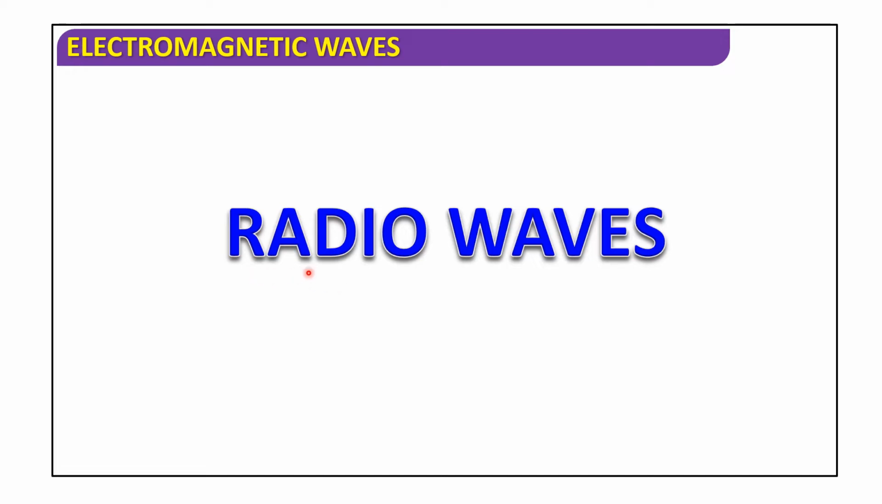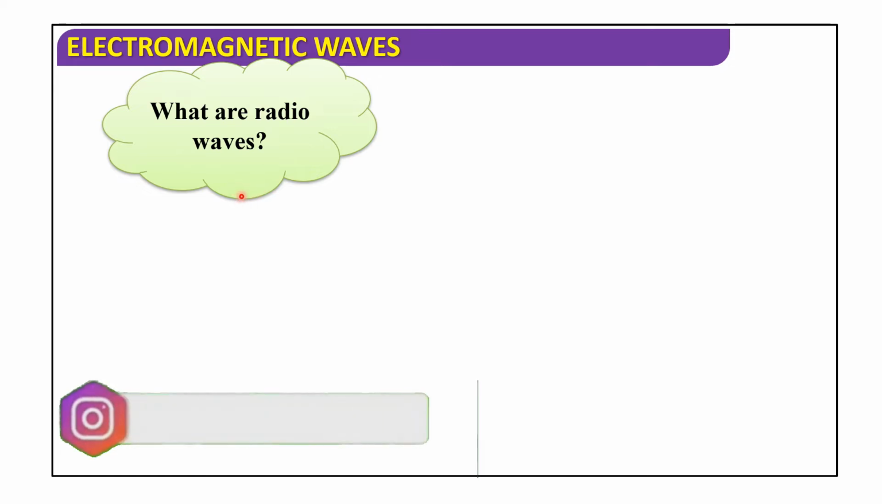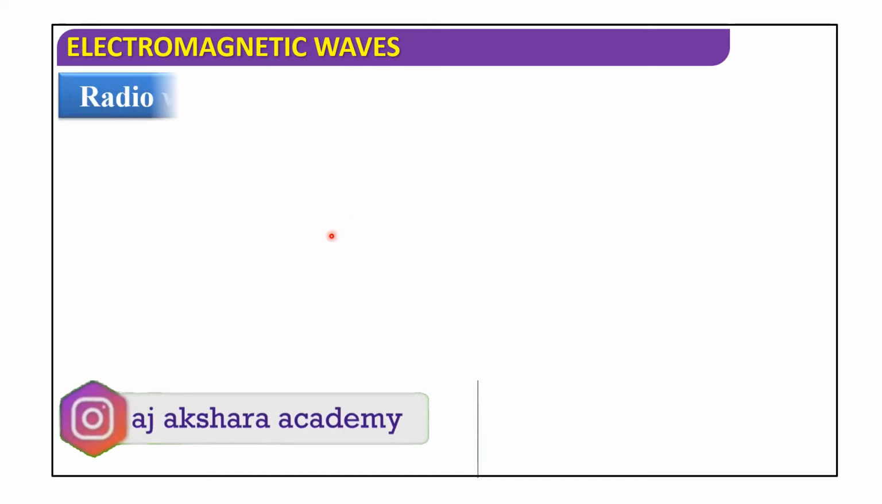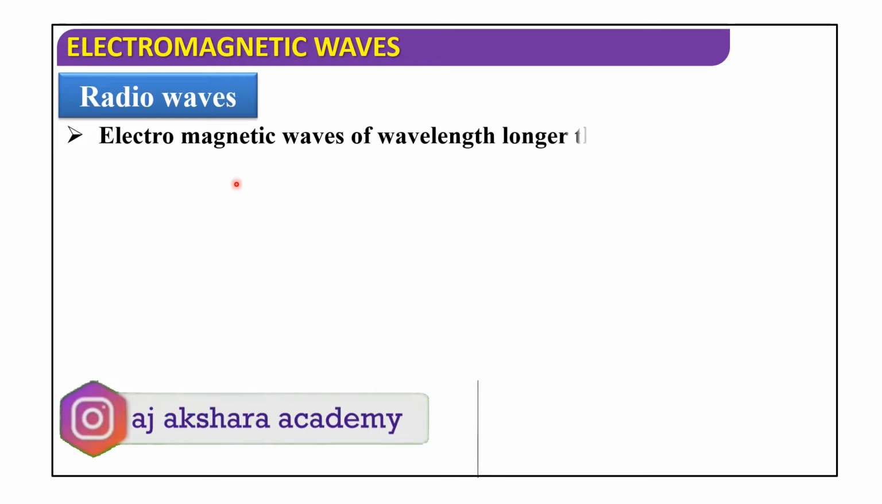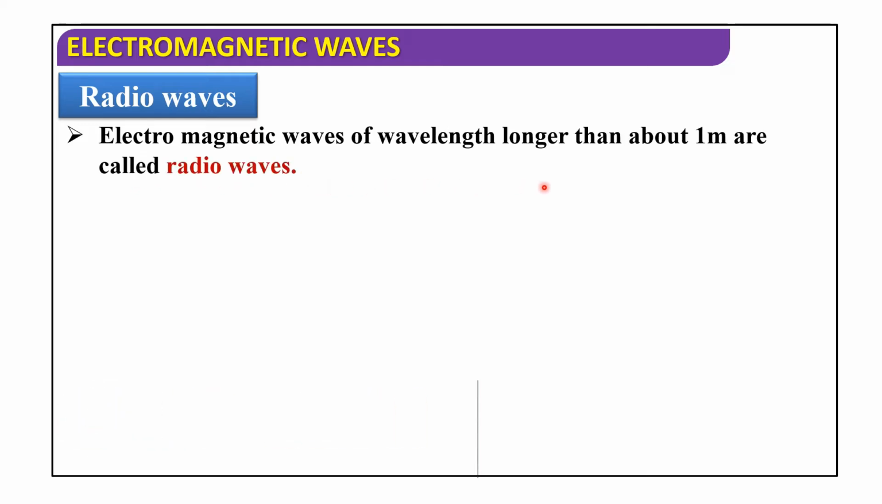Okay, let us go to today's session. First one. What are radio waves? Let us discuss. Radio waves. Electromagnetic waves of wavelength longer than about 1 meter are called radio waves.